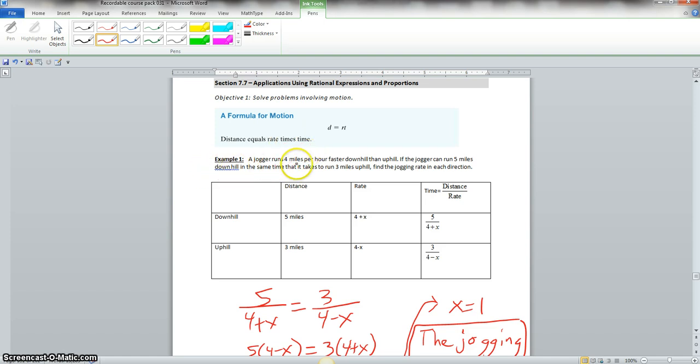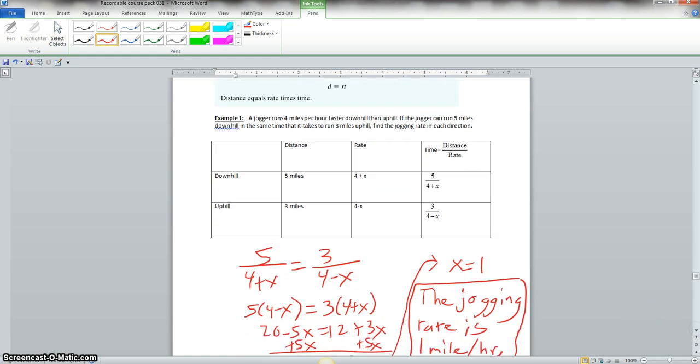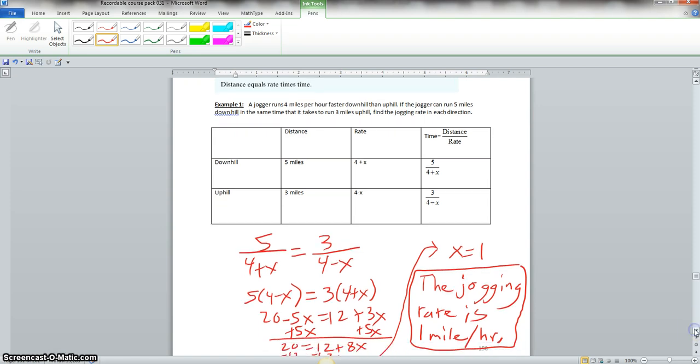Example 1: a jogger runs 4 miles per hour faster downhill than uphill. If the jogger can run 5 miles downhill in the same time that it takes to run 3 miles uphill, find the jogging rate in each direction. Because these problems are lengthy, I took the liberty of filling them out, but I will explain them step by step. You could push the pause button or rewind to rewrite whatever you don't get from my explanation the first time around.